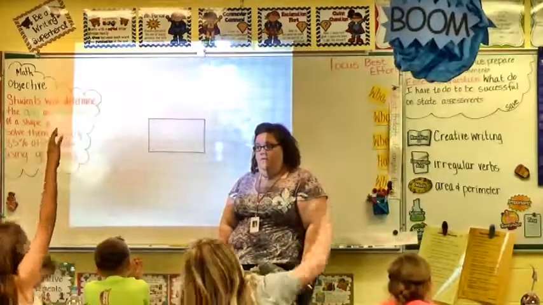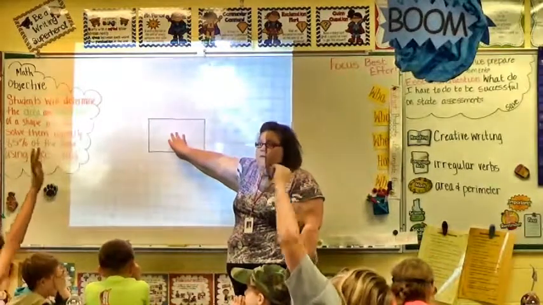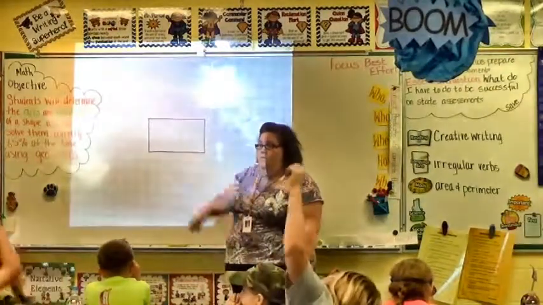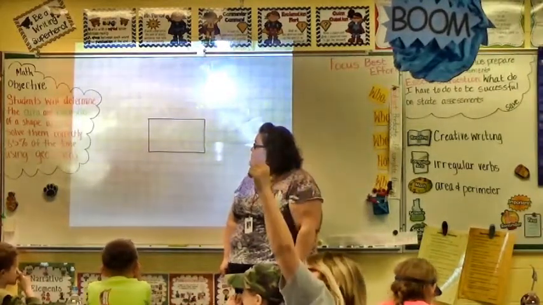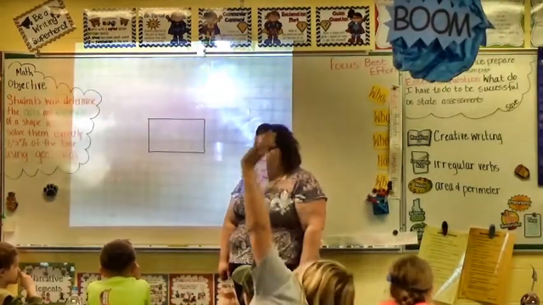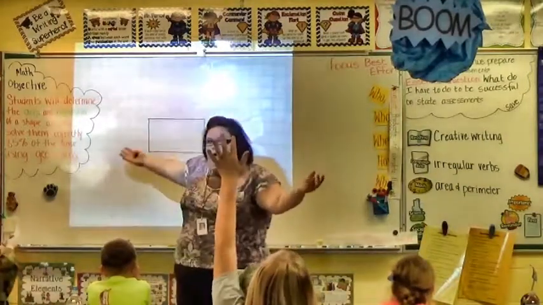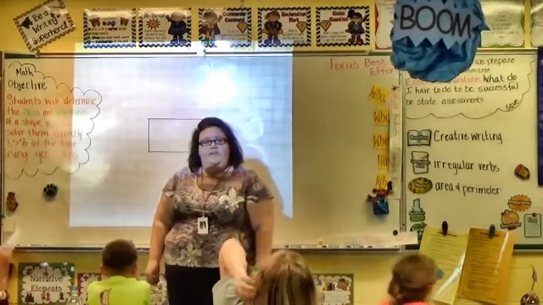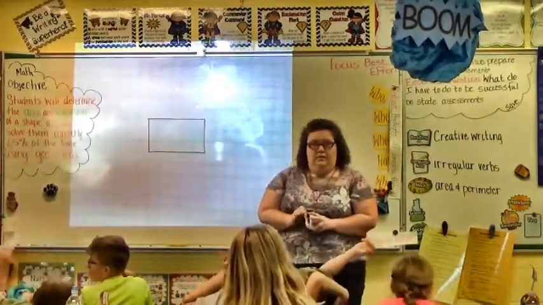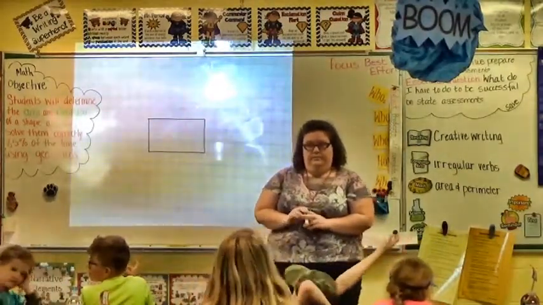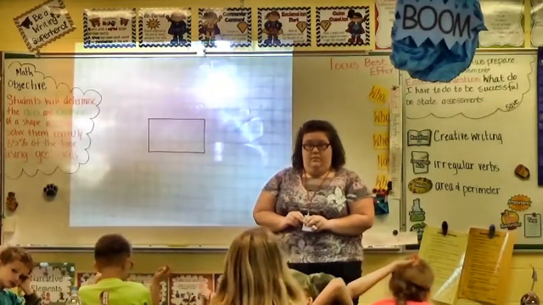Well, area is the inside of the shape, since I can see 10 cubes. So 3, 6, 9, 12, 15. There are 15 squares in there. Okay, you can count the cubes, but what if the cubes weren't there? Cabby, what could we do? You could also try to see, like, you know how sometimes squares are as big as your finger?